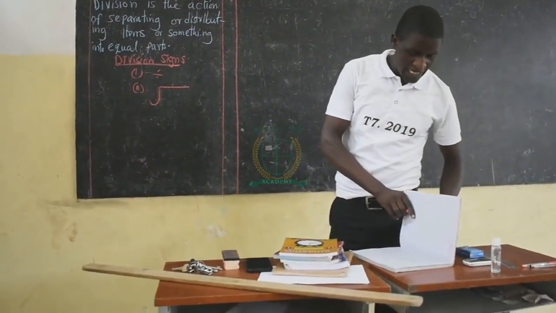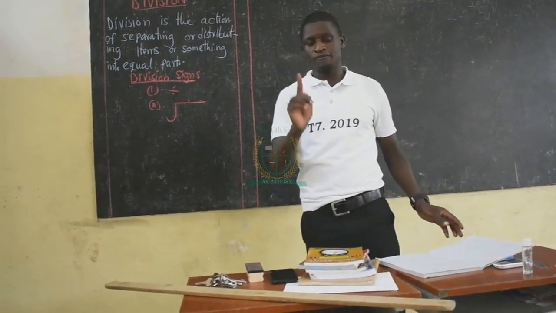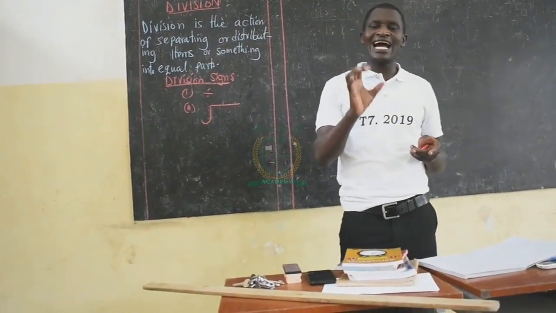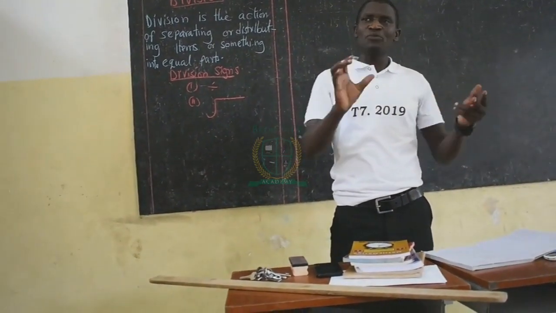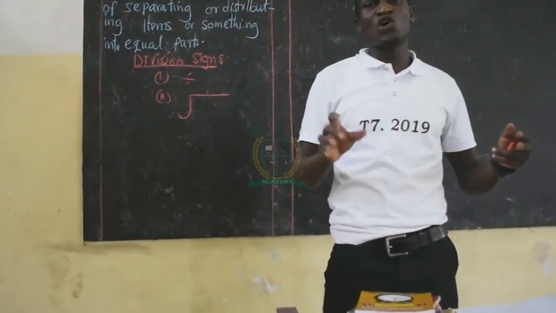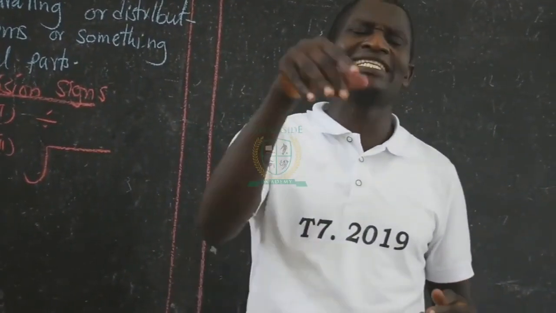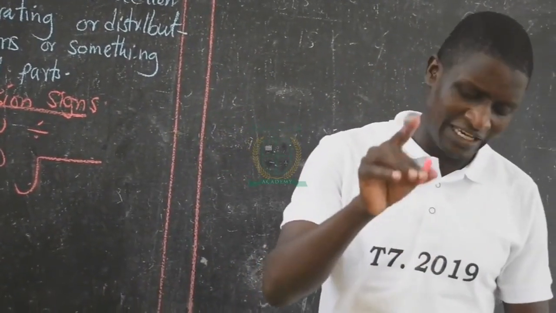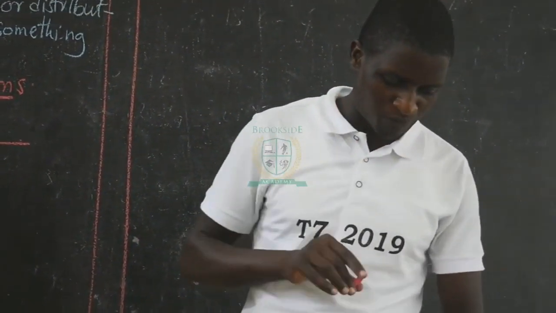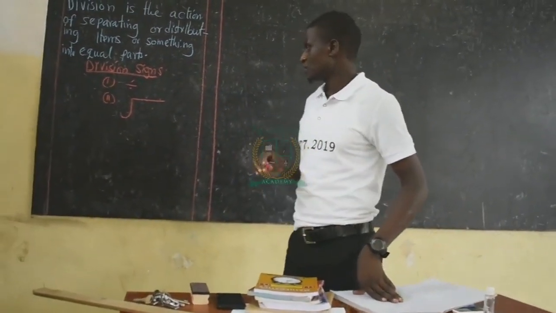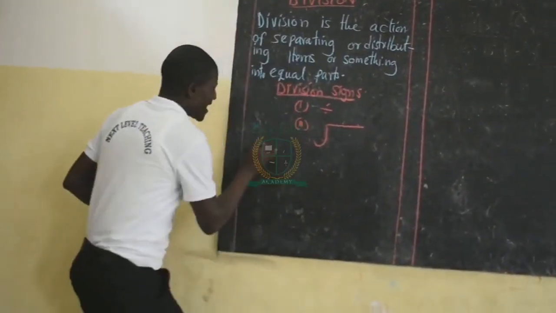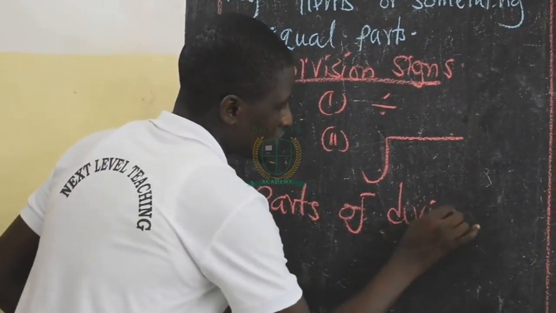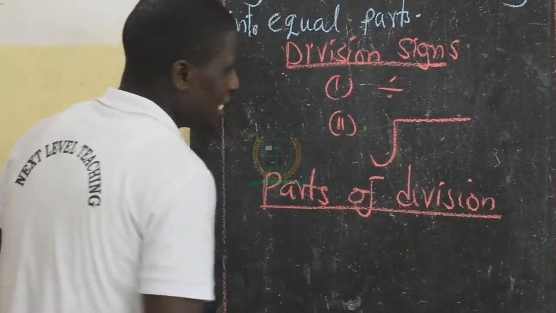In division, we have parts of division. Remember, we said that division is an act of separating an object into different parts, or an act of distributing items given into equal parts according to the number that you are given. Let's see part 2: parts of division.